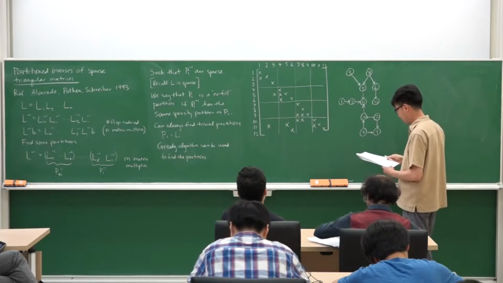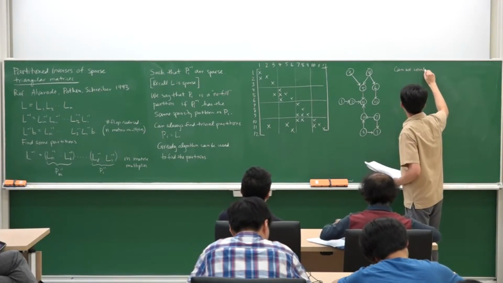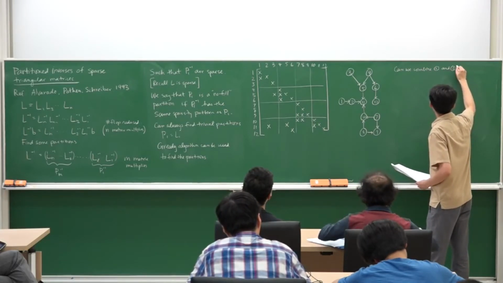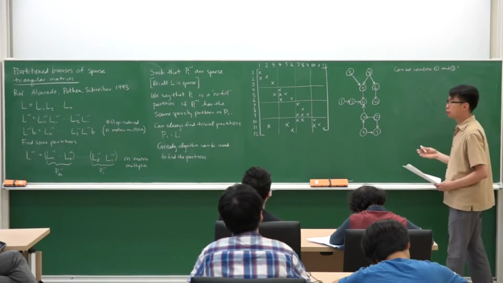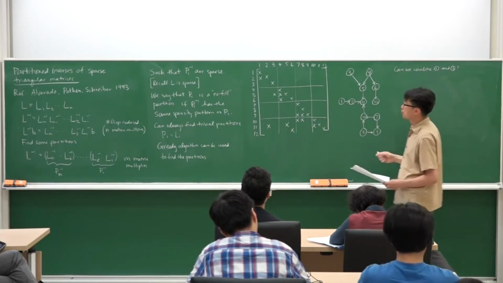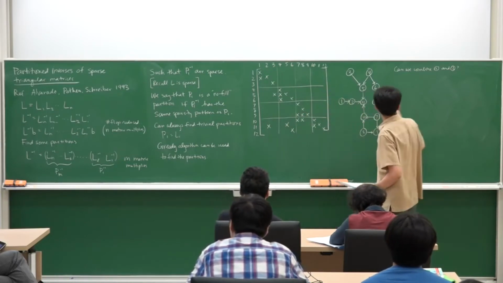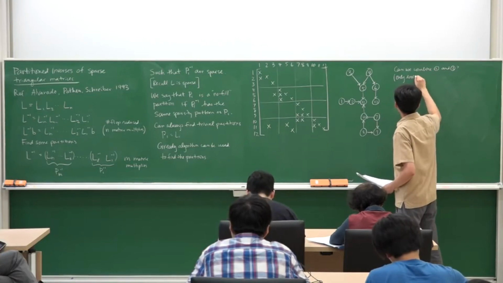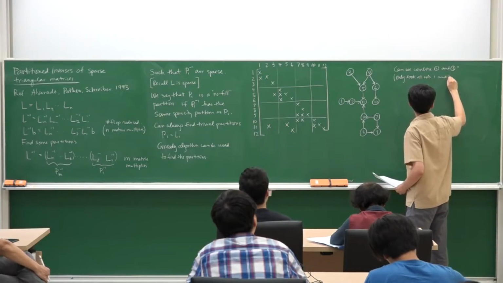So let's say, can we combine 1 and 2? Okay, so let's draw the portion of this graph that involves 1 and 2. We only want to look at the first two columns, right? So the idea is to only look at columns 1 and 2.